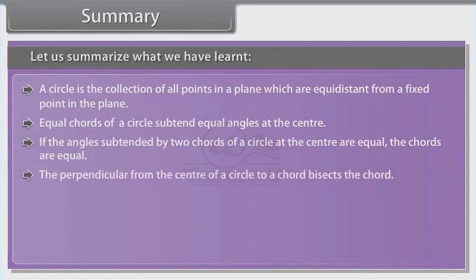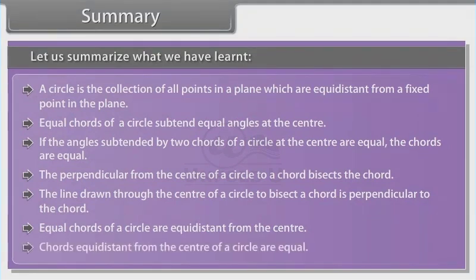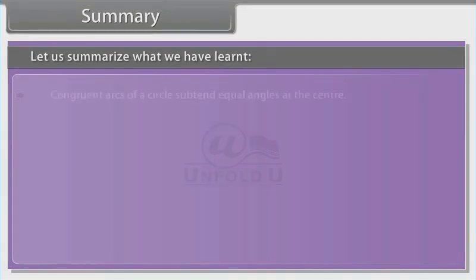The perpendicular from the center of a circle to a chord bisects the chord. The line drawn through the center of a circle to bisect a chord is perpendicular to the chord. Equal chords of a circle are equidistant from the center. Chords equidistant from the center of a circle are equal. Congruent arcs of a circle subtend equal angles at the center.